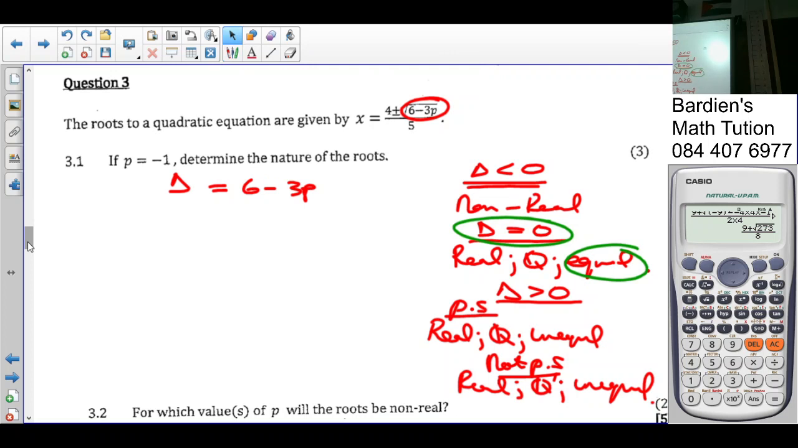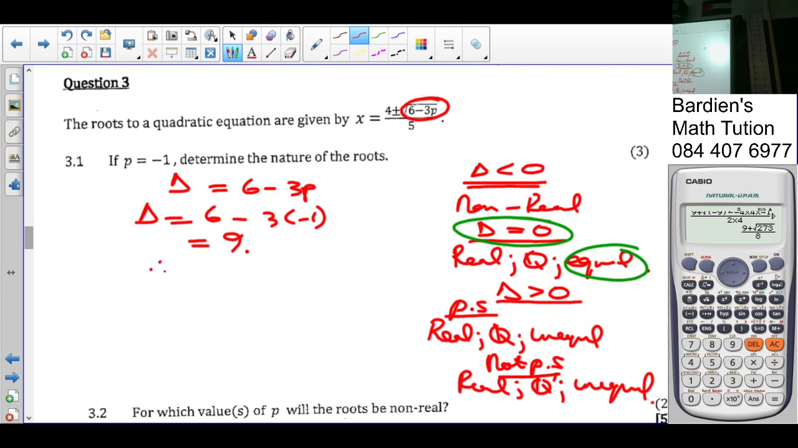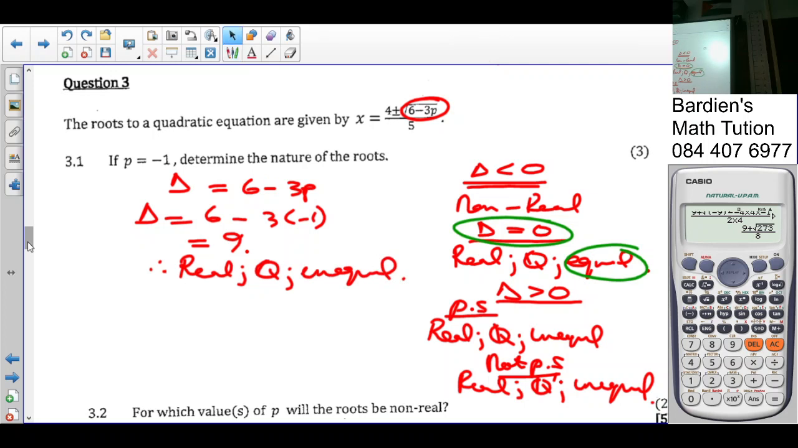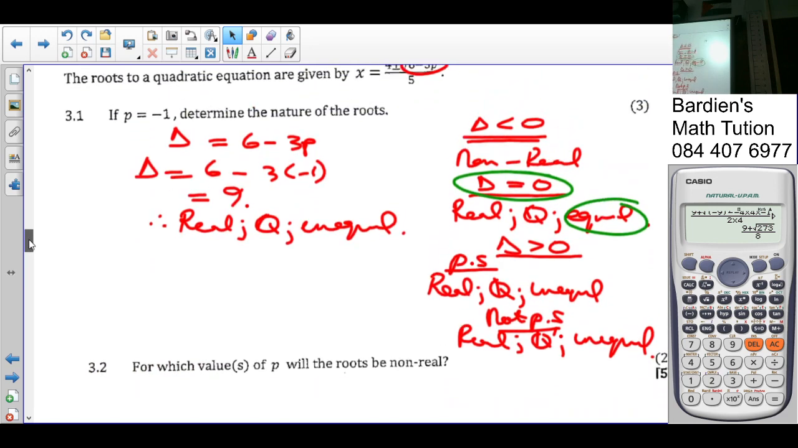So coming back to the question. The question says if p is equal to negative 1. So then delta is equal to 6 minus 3 times negative 1, which is 9. Is delta greater than 0? Yes. Is delta a perfect square? Yes. Why? Because the square root of 9 is 3. So therefore, roots are real, rational, and unequal. Okay? Any confusion here?